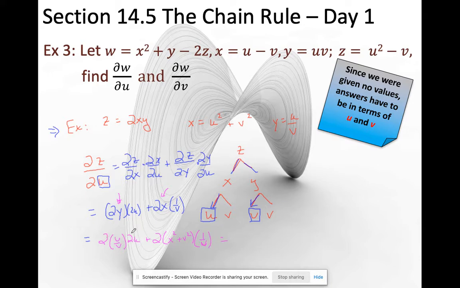So what do I have here? 4u squared. And here's 2u squared, so that's 6u squared. And then 2v squared. And that's all on top of v. All right. So there we go with the first day of the chain rule. We'll continue with this in the next video.